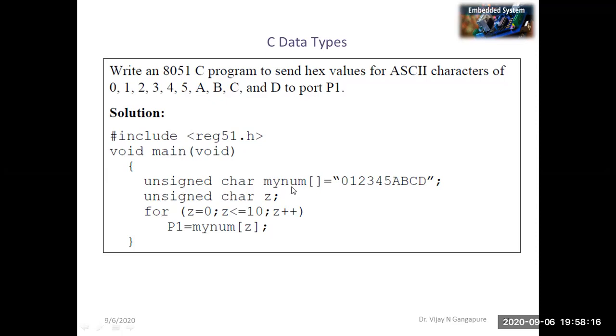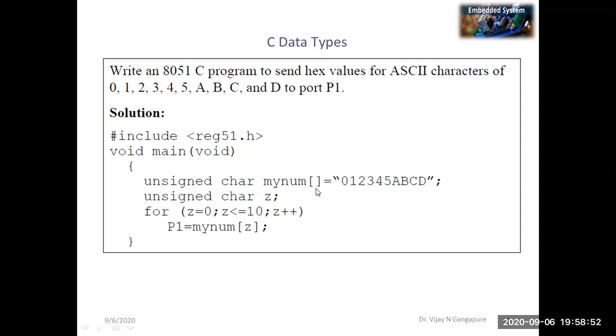First I am declaring my num as an unsigned char type array, because here are the opening and closing brackets. To this I am assigning this string. This is called a string because it is enclosed between opening and closing double quotes. Each element of this my num array is of unsigned char type, meaning the value can range between 0 to 255.